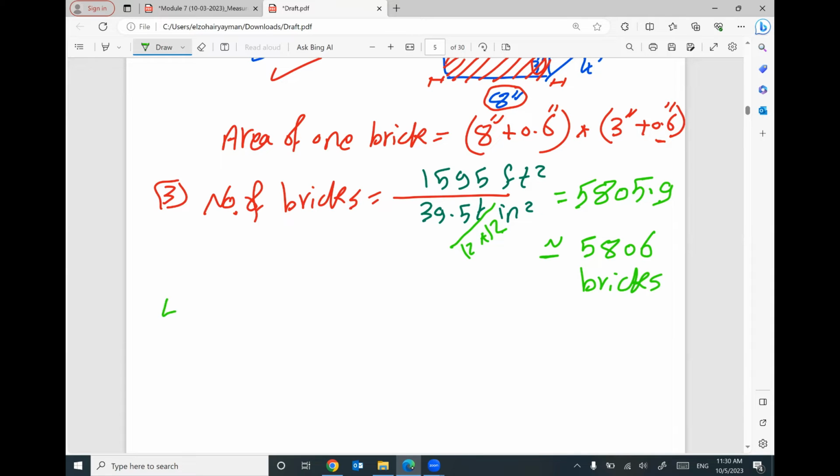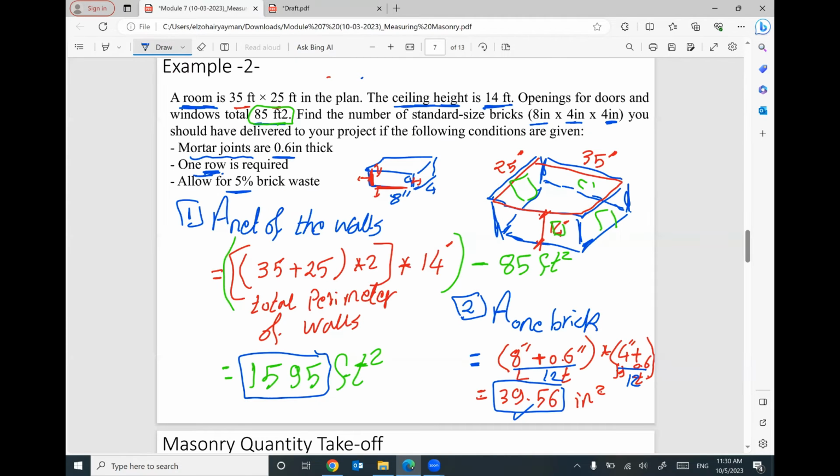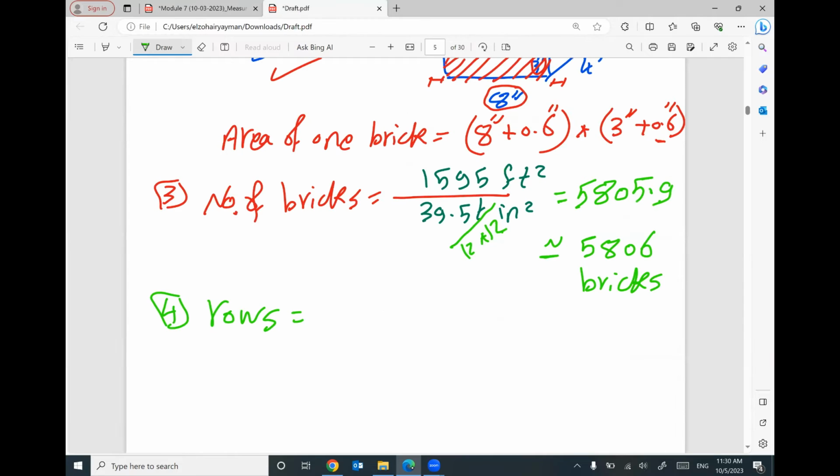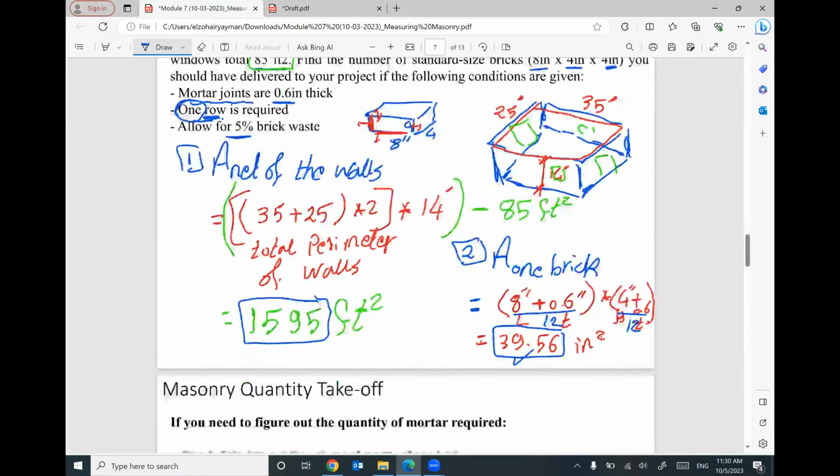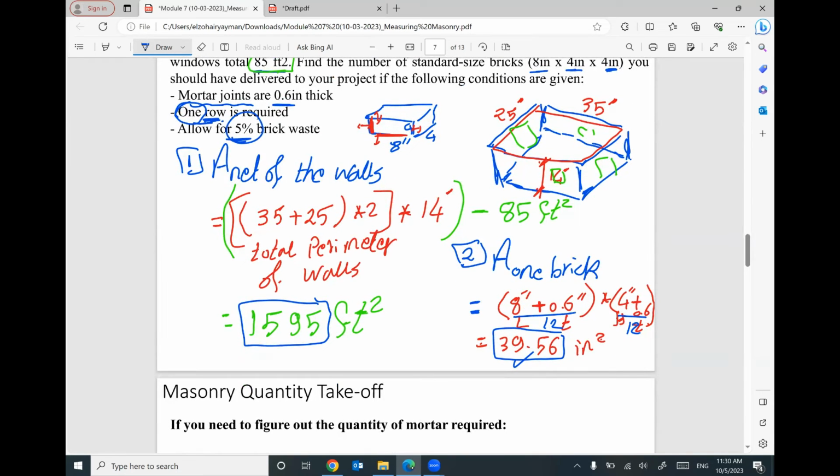Let me check with step number 4. How many rows will be constructed for this room? Actually, we are going to use one row only. So one row means this number will still be the same, 5,806 bricks. Step number 5. Let me check. Are we going to consider waste? Yes, we are going to consider 5% waste.